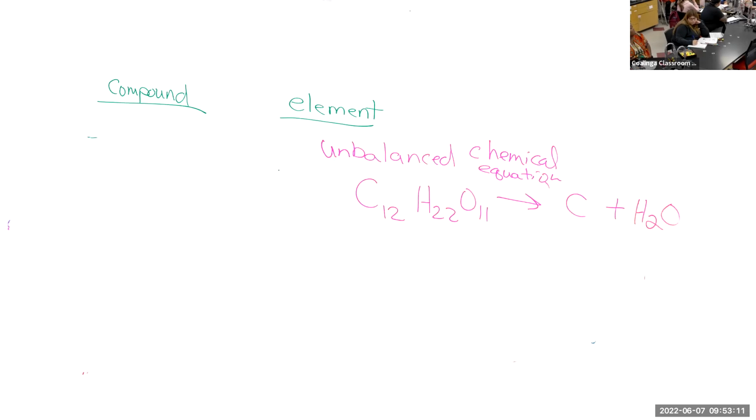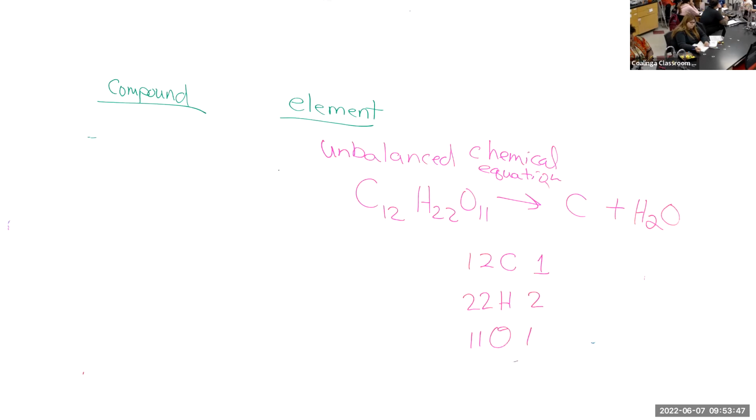Okay, so the way that we account for things is that we break it down. How many carbons are we putting in? We're putting in 12 carbons. Right now, over here, how many carbons do we have? One. How many hydrogens? 22. And then over here, how many hydrogens? 2. How many oxygens? And then over here, how many oxygens? Okay. Did we put in what we got out?